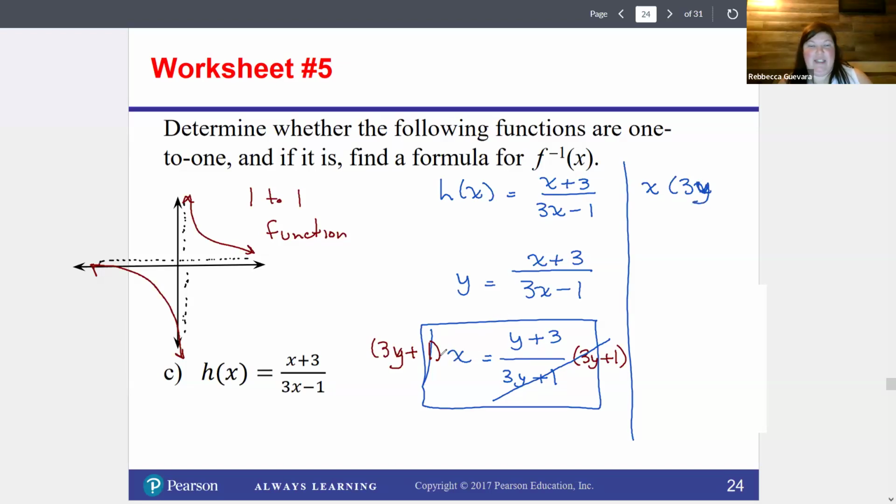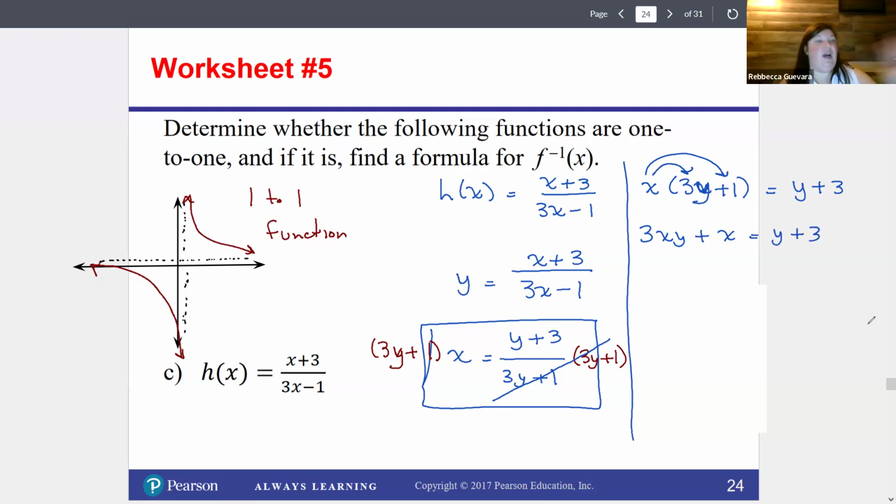So we have x times 3y plus 1 multiplied to one side. This cancels, leaving me with y plus 3. So I want to make sure all my y's are left alone on one side. So I'm going to do like we always say when we're trying to solve an equation for a particular variable. Try to distribute and simplify as much as you can first. So I'm going to distribute that x. I have 3xy plus x now equals y plus 3.